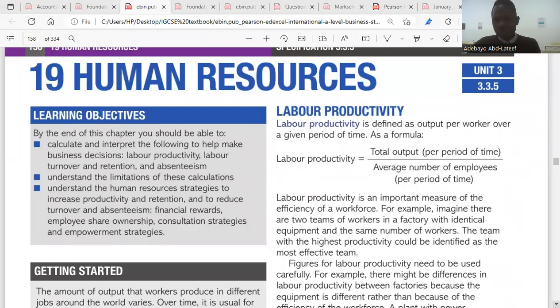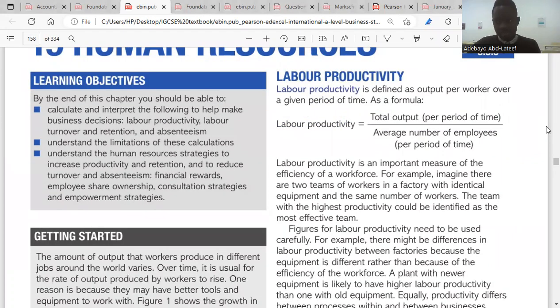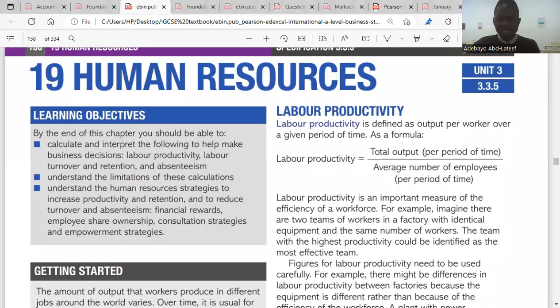Today, we go to chapter 19, human resources. So when we talk about human resources, it's the division of an organization that is saddled with the responsibility of hiring, recruiting, training new employees. So from there, we move to labor productivity.